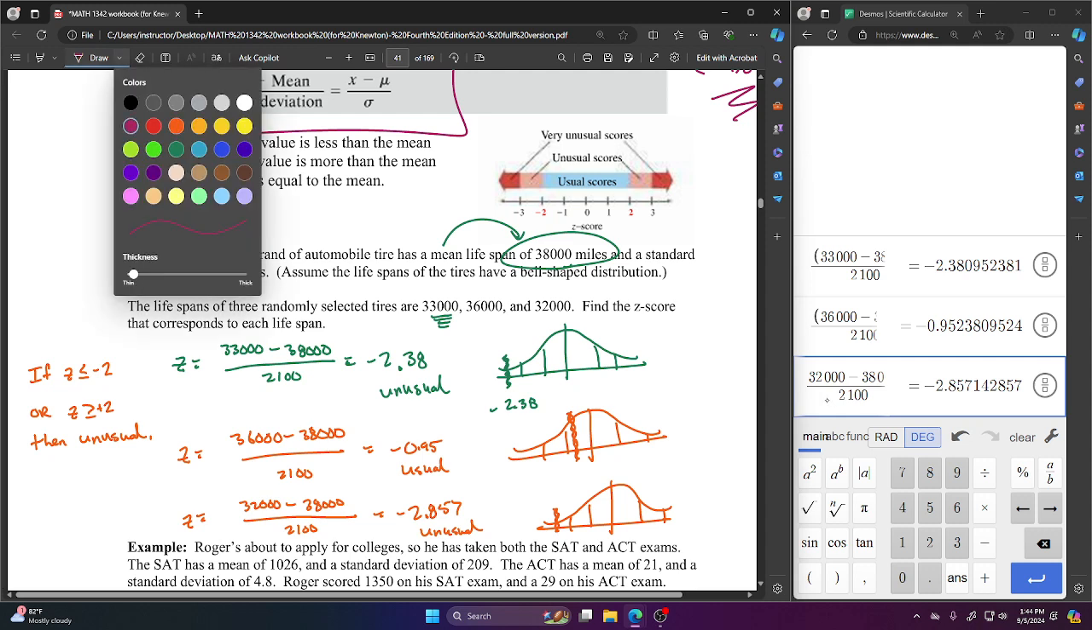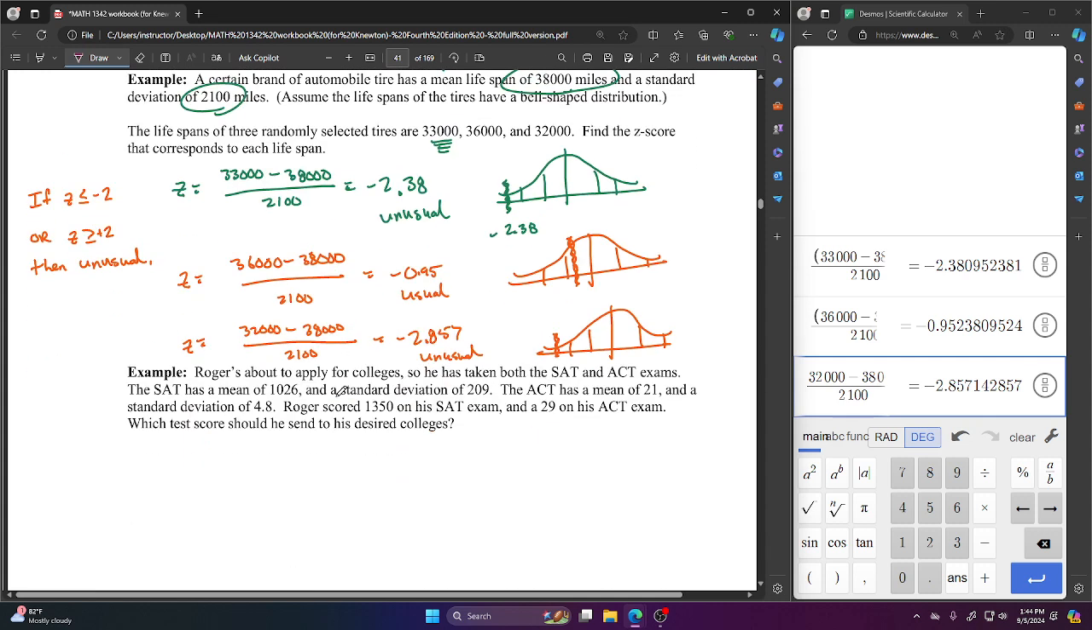Cool. Let's do another one. So Roger's about to apply for colleges, and we've got SAT and ACT scores. The SAT has a mean and a standard deviation, and the ACT has a mean and a standard deviation as well. He scored 1350 on the SAT and 29 on the ACT. Which one is better? This is a great question, because I have no clue just by looking at it. So we need to do the math.